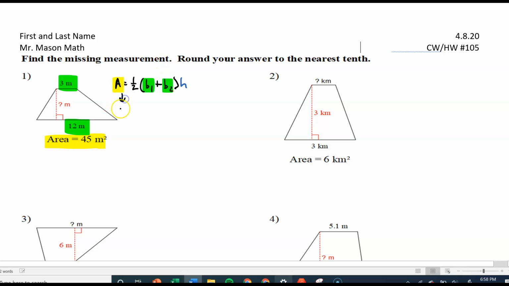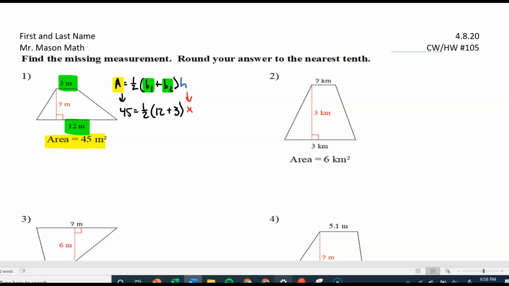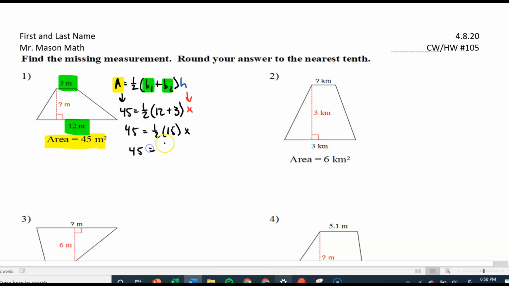So our area, 45, is equal to 1/2 times 12 plus 3. It doesn't matter what order you put those two numbers in, times your height, which you can just say is x right now. That's what you're solving for. And so 45 is equal to 1/2 of 15 times x. And half of 15 is going to give you a decimal. No big deal. Again, 1/2 of 15 gets you 7.5. So 7.5x, and then you just finish off by dividing both sides by 7.5.